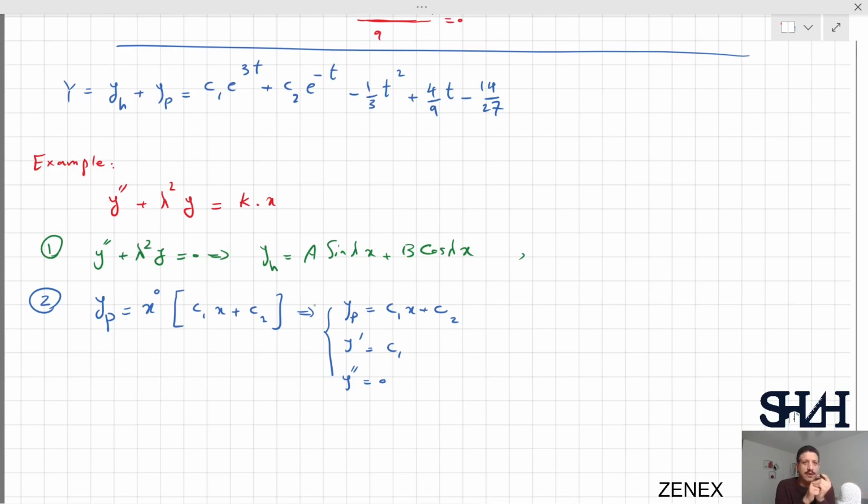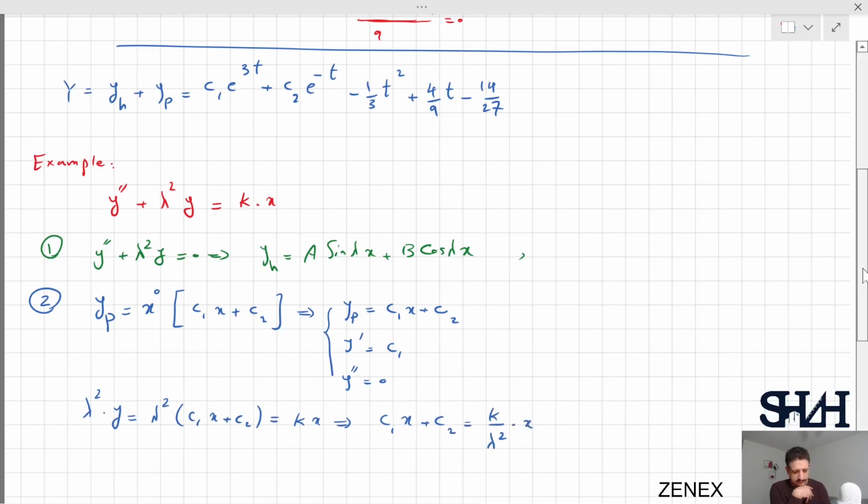We do not have y prime in the main equation. As a result, the only thing will be lambda² times y. And it will be lambda² times (c1x plus c2) equals kx. So c1x plus c2 will be k divided by lambda² times x.